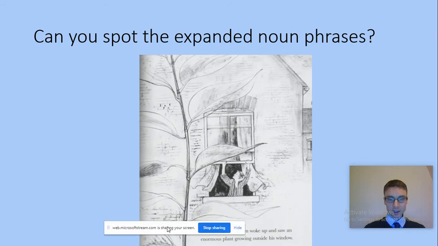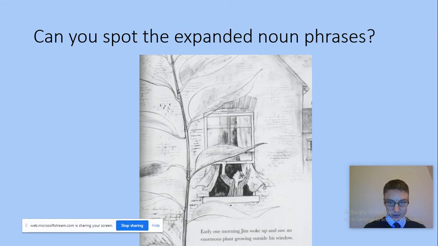Now, hopefully you can see at the bottom, here we've got: early one morning, Jim woke up and saw an enormous plant growing outside his window. Now there's not much text to look at, so you might wish to pause it and see if you can find the expanded noun phrase. I'm going to underline it in blue. So if you underlined or thought enormous plant growing outside his window, then you'd be correct.